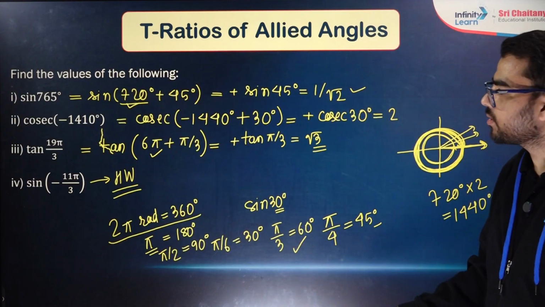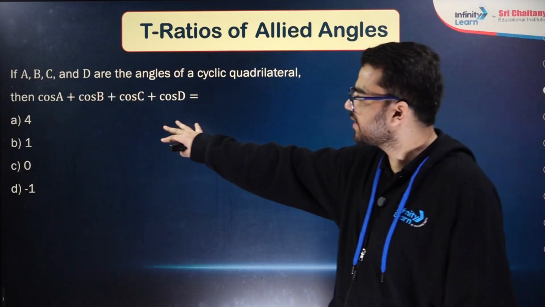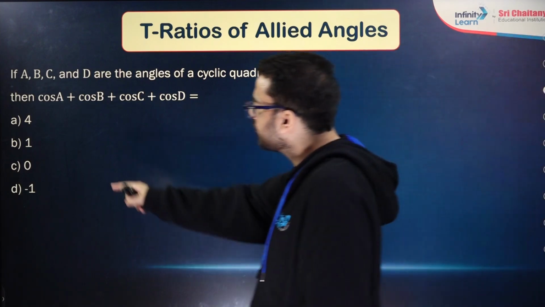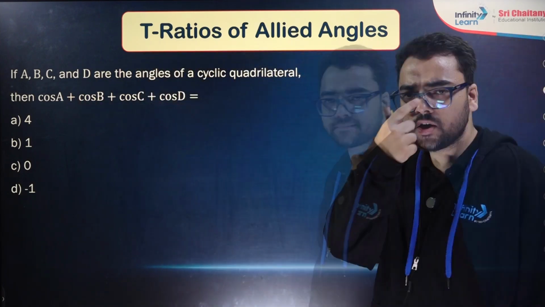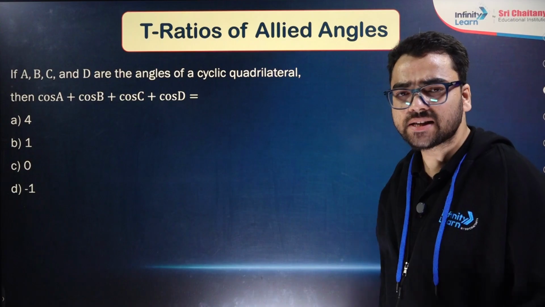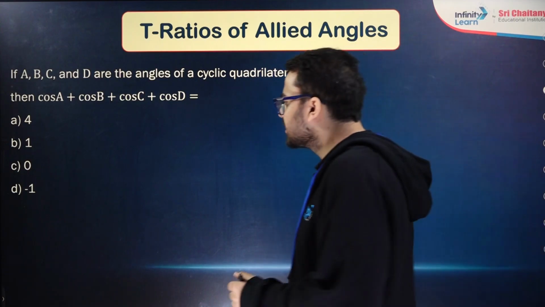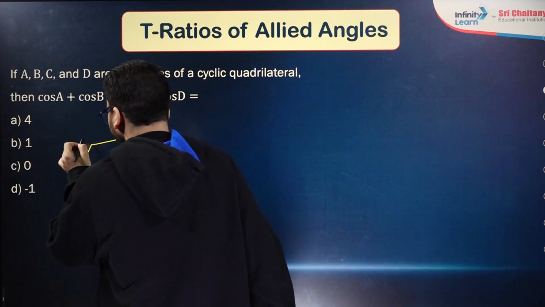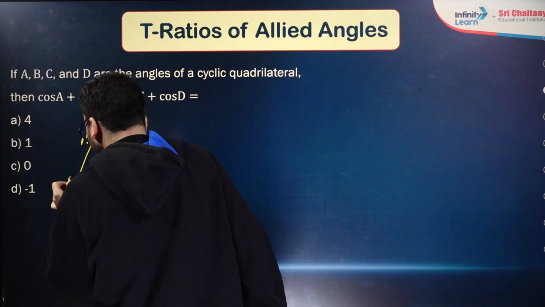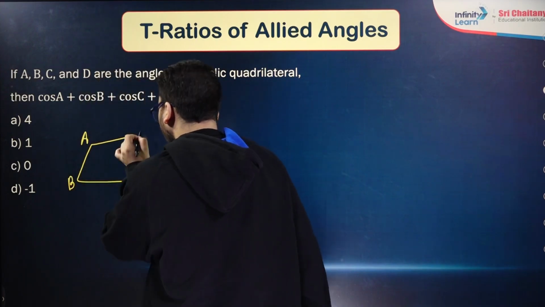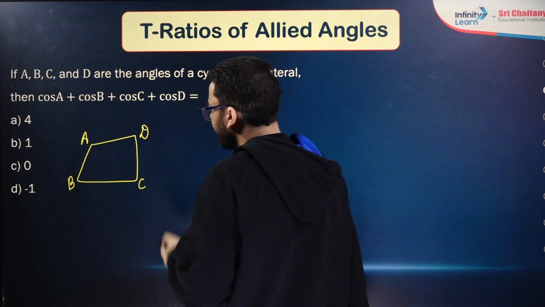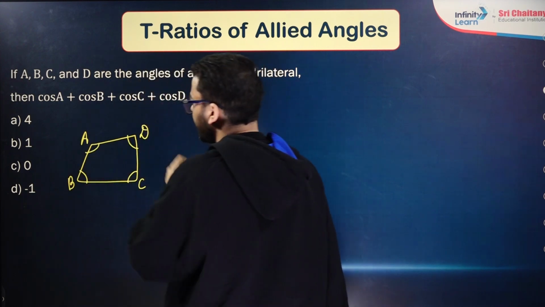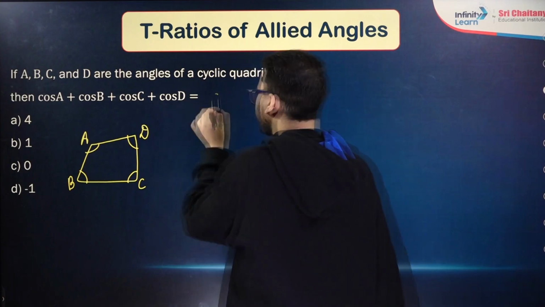So let's do one more question on it. For example, this one: A, B, C, D are angles of a cyclic quadrilateral. Then we have to find the values of these things. In a cyclic quadrilateral, opposite angles are supplementary. So if there is any cyclic quadrilateral ABCD, opposite angles are supplementary. It means A plus C is 180 and B plus D is 180. So this thing can be written like this.